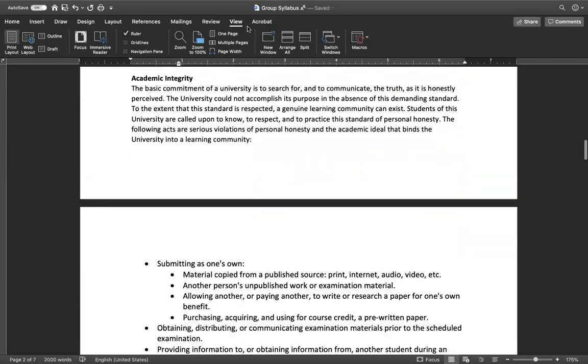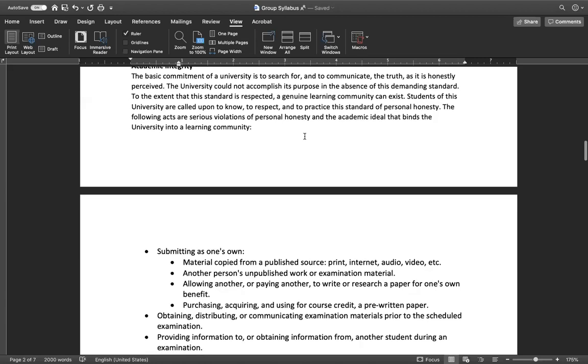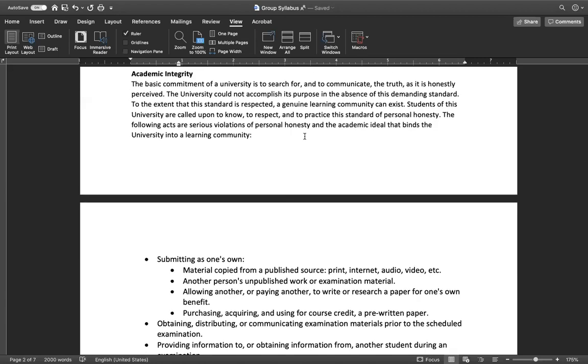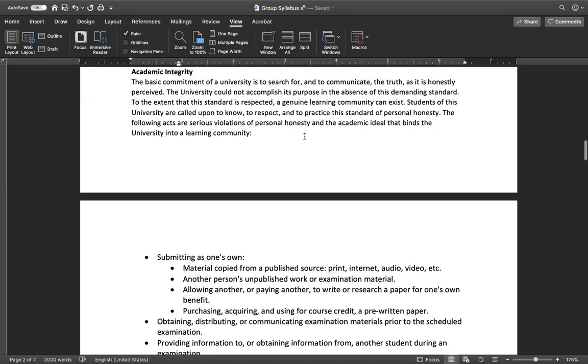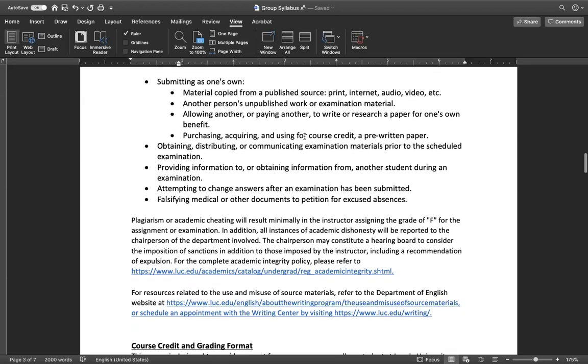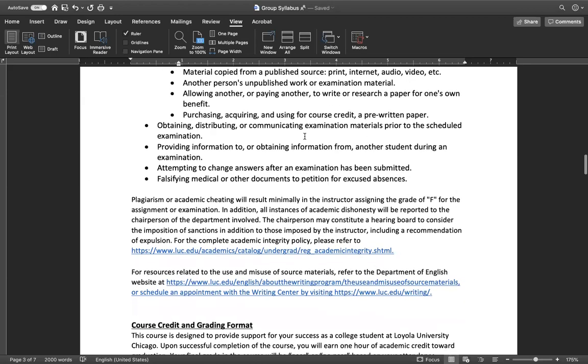Yeah, so then moving on to assignments and class structure, we also include Loyola's academic integrity statements, just to provide information on submitting your own work, talk about plagiarism, and everything that Loyola has following that.